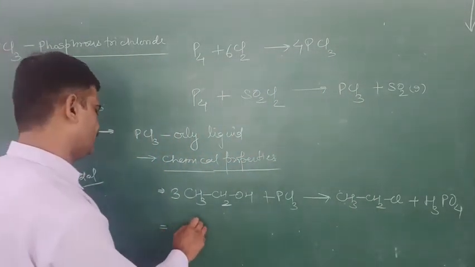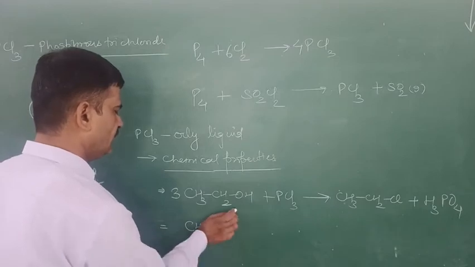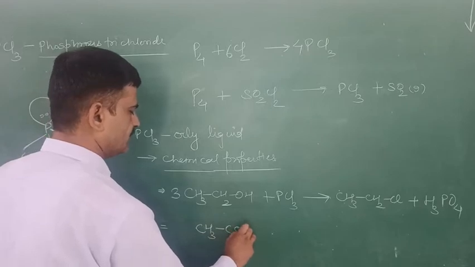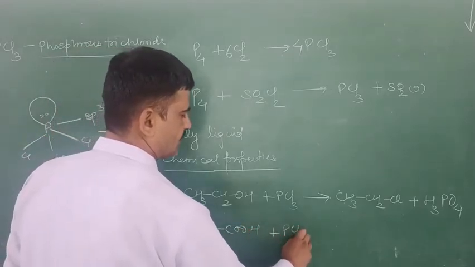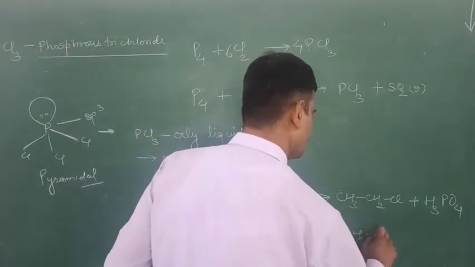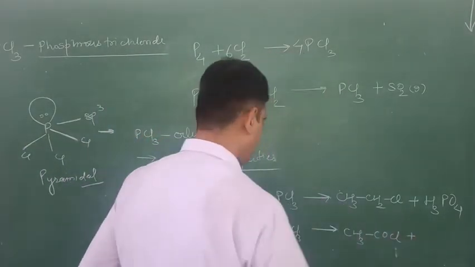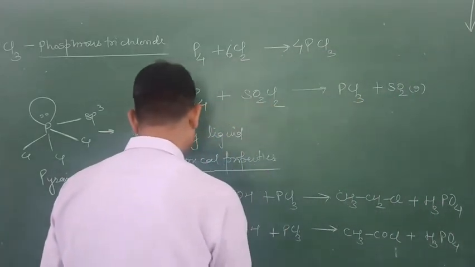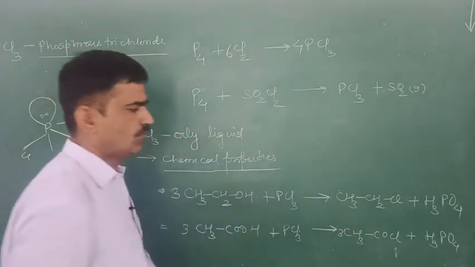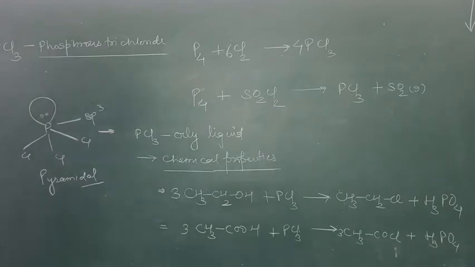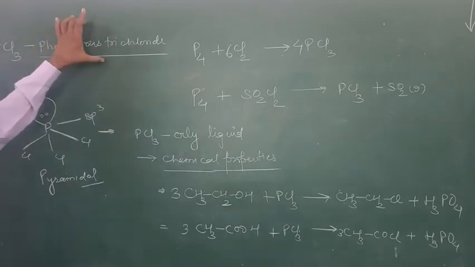Now if we react PCl3 with acetic acid, it forms acid chloride, and phosphorous acid is formed. These are the properties of phosphorus trichloride.